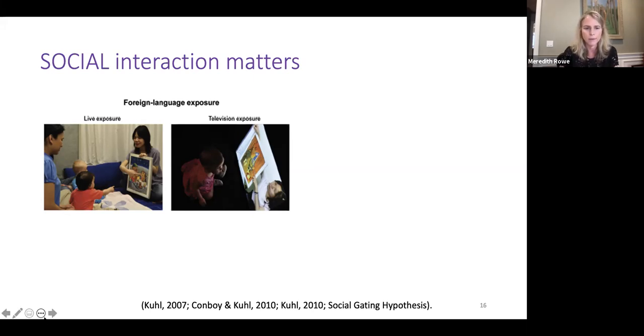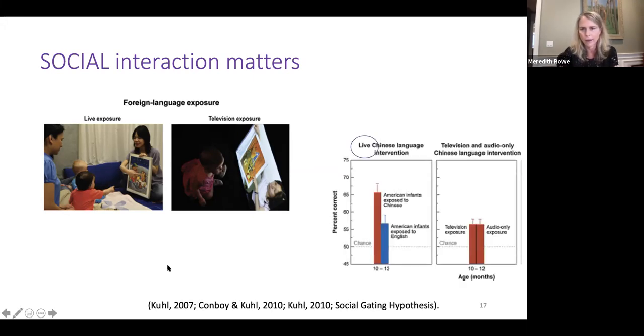What was interesting is that she found that the babies in the live situation learned to discriminate the phonemes in Mandarin, but the babies in the screen situation did not, right? So for young babies, there's something about the social interaction and contingency that matters for picking up a language.